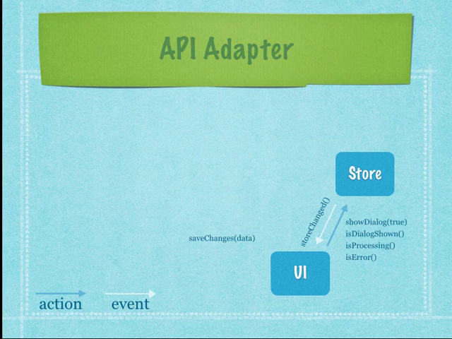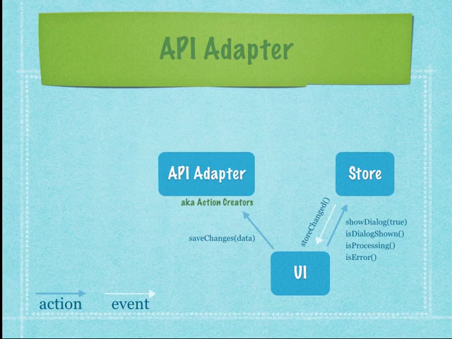Now, someone will eventually click the save changes, and this is going to be another event. But this time, and this is where the interesting stuff comes up, it's not the store that's going to listen to that action, but it's going to be what I call an API adapter. It's also called action creators.